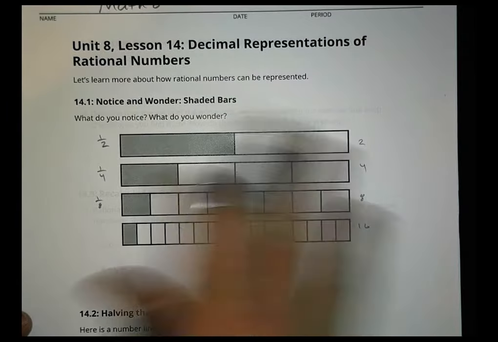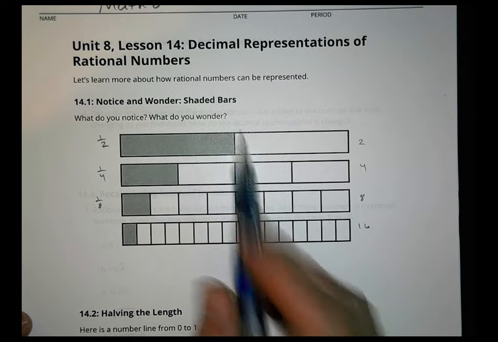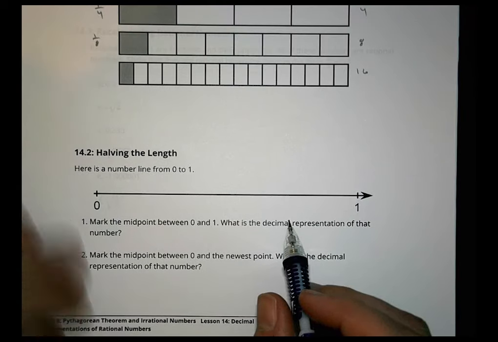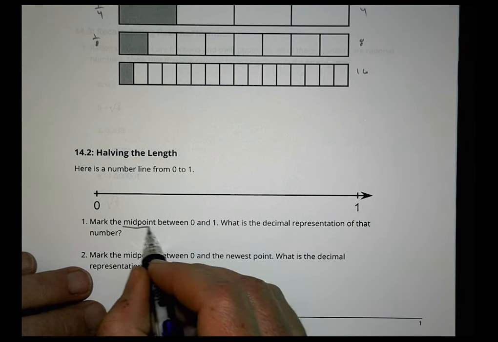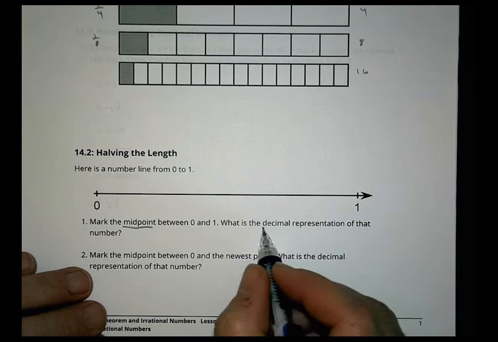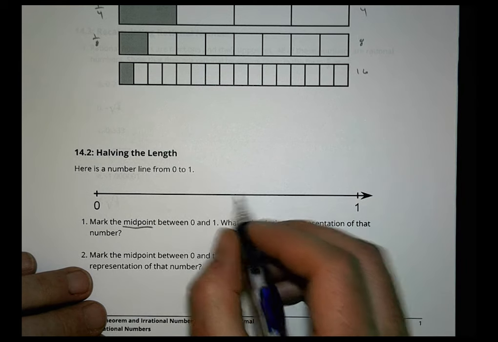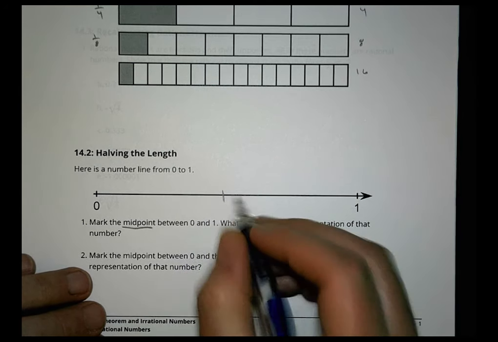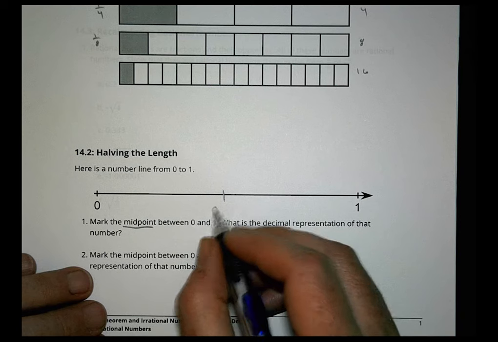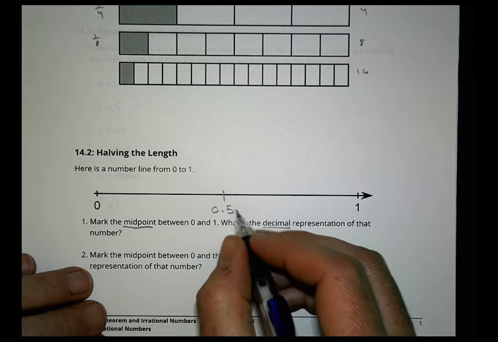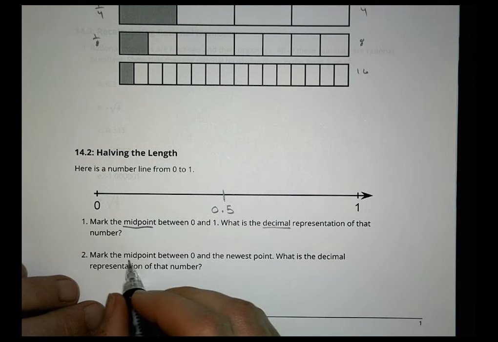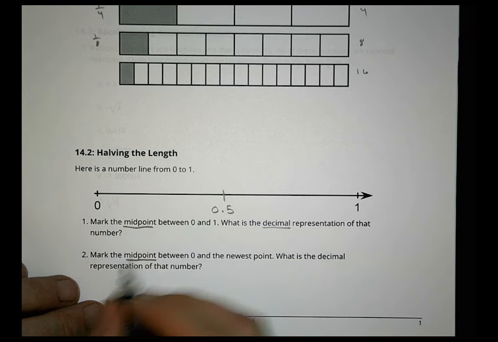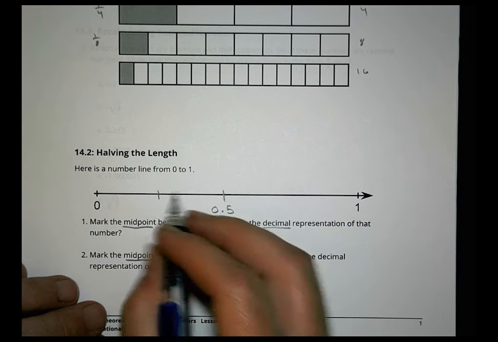Alright, let's take this idea of cutting things in half and move into having the length right here on this first activity. It says mark the midpoint between 0 and 1, and what is the decimal representation of that number? So if we mark a midpoint right here, the decimal between 0 and 1 is 0.5. Now, it says mark the midpoint between 0 and the new point. Well, that midpoint would be here.